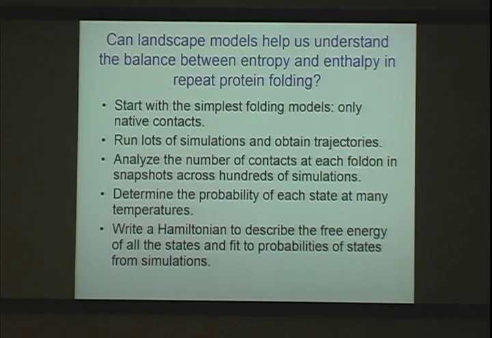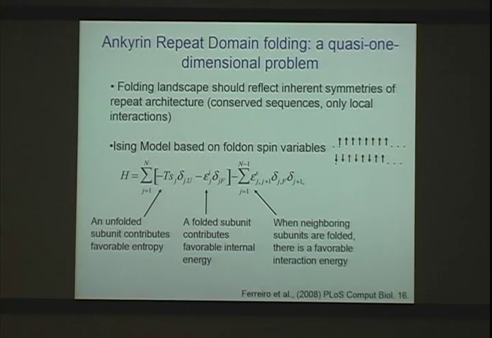fold-on. And I use this word because we don't really know up front what to call a folding unit in these repeat proteins. They may or may not be repeat as you might see it in a genetic sense. So we're going to slide a window down this thing and try to figure out, are there fold-ons in this repeat protein? In any case, then we can determine the probability of each state at many temperatures and actually write a Hamiltonian to describe the free energy of all the states and to fit these probabilities of states from the simulations. So this is a Hamiltonian.